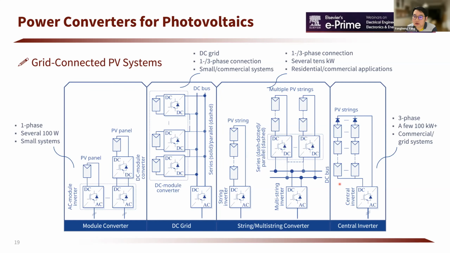And for further larger scale systems, commercial applications or grid applications, we use central inverter technology. You have a lot of panels connected in series and then in parallel to get higher power and high voltage. Then you use a single central inverter to connect to the grid. And the typical power rating for such systems is around several hundred kilowatts.